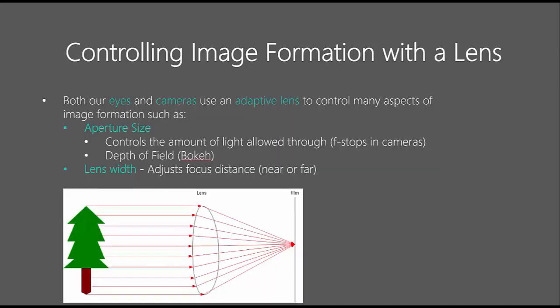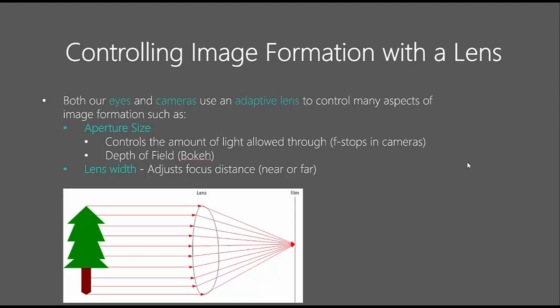So how do we fix this? Well, by using a lens. An adaptive lens, which is what most modern cameras and our eyes use, allows us to control the aperture size. And in photography, aperture size is referred to as f-stops in cameras, and lower is better.